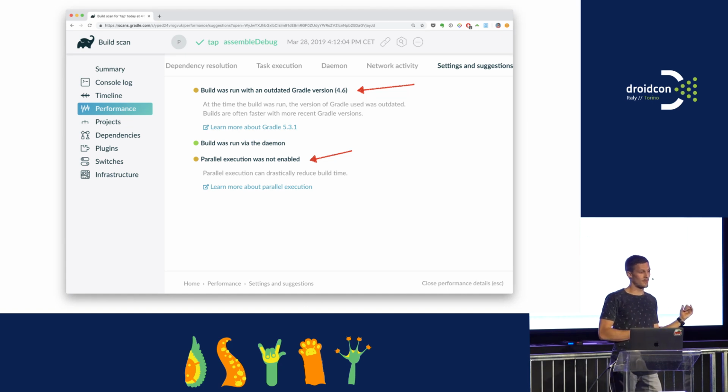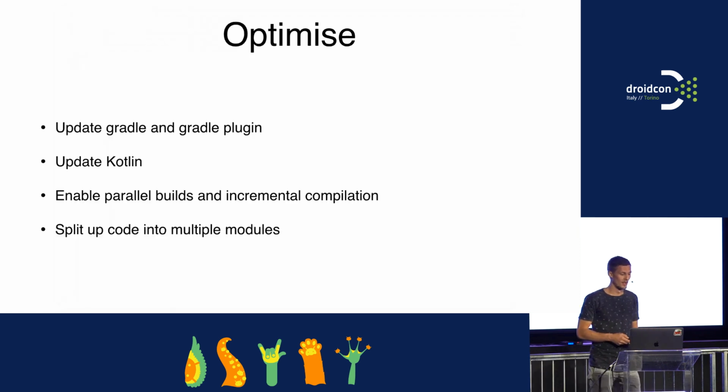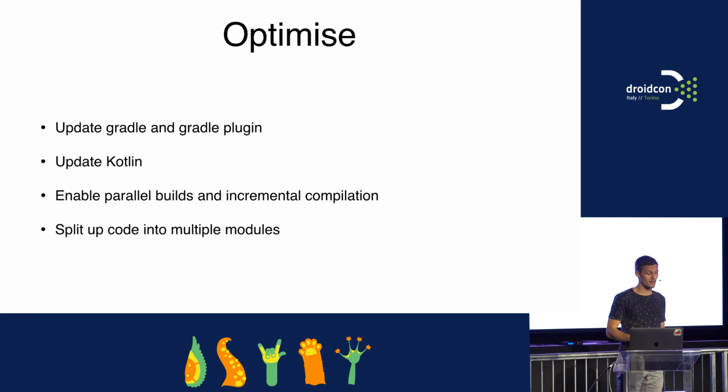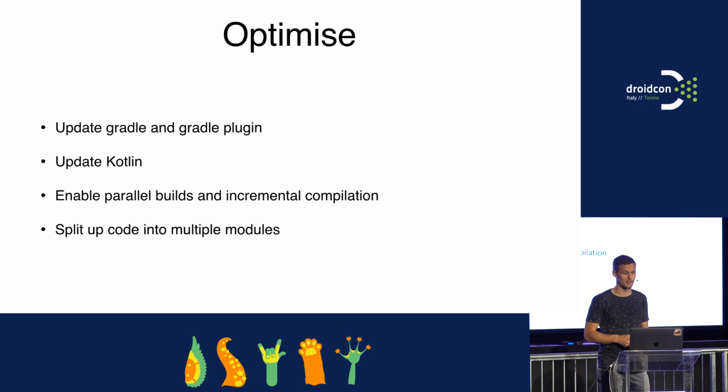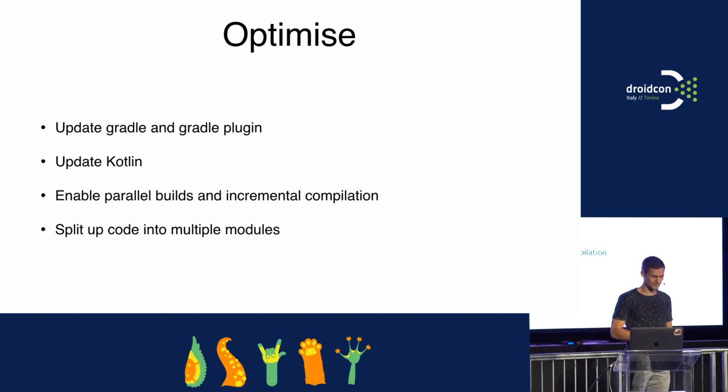When I click on the performance tab again and the settings and suggestions, what Gradle Build Scans is telling me is that I used an outdated Gradle version, and that also parallel execution was not enabled. So I optimized this. I updated Gradle and the Gradle plugin. I also updated Kotlin, and I enabled parallel builds and incremental compilation of Kotlin. And finally, I split up the code into multiple modules.